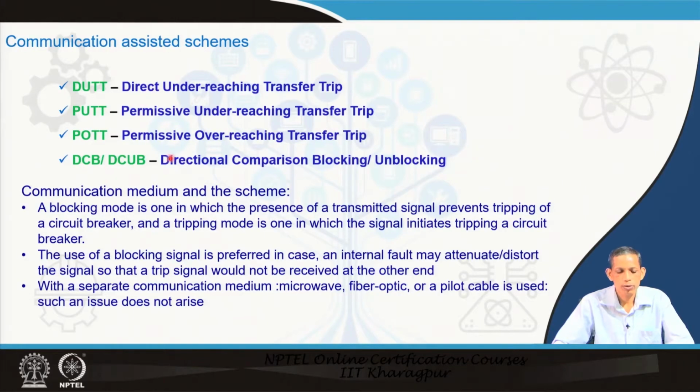Now, this terminology we will discuss in detail immediately after this slide. Underreaching means zone 1, and overreaching means zone 2, which we are already aware of. Direct means without any other checking. Permissive means with permission, so it has to go for an AND operation, whereas here it is an OR operation. Those are the distinctions in terms of that.